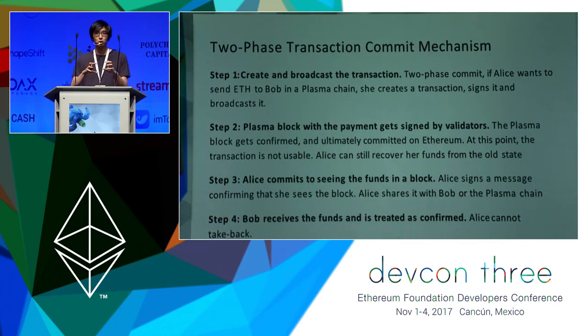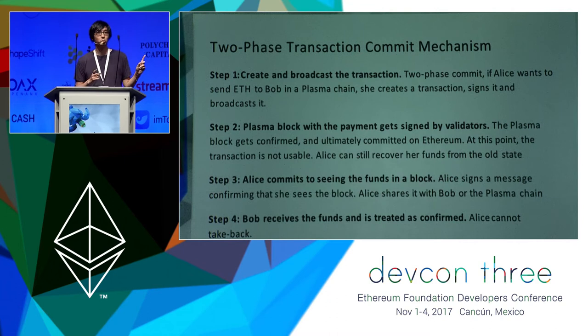In this case, when you split up into all these different Plasma blocks that are only committing very small pieces of data onto the Ethereum main chain, there could be information in this Plasma block you don't know about. When someone's withholding, you can exit. But what happens if you don't have all the data? So in this case, you create and broadcast the transaction, much like you do normally. And the Plasma block gets signed by a validator, so it gets included into a Plasma block.